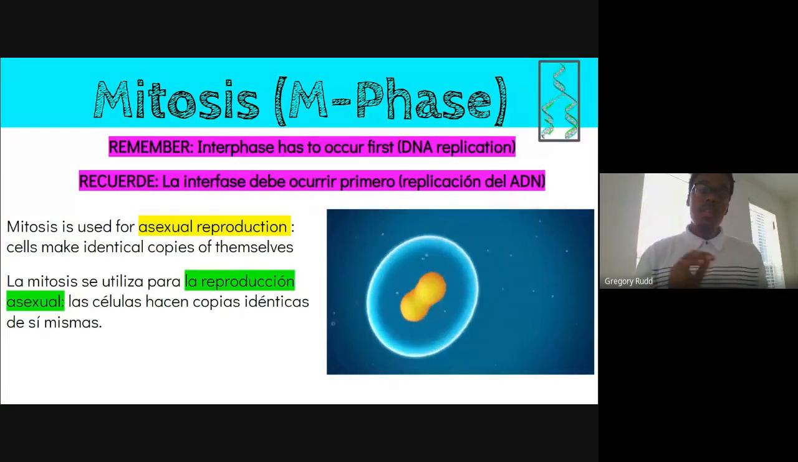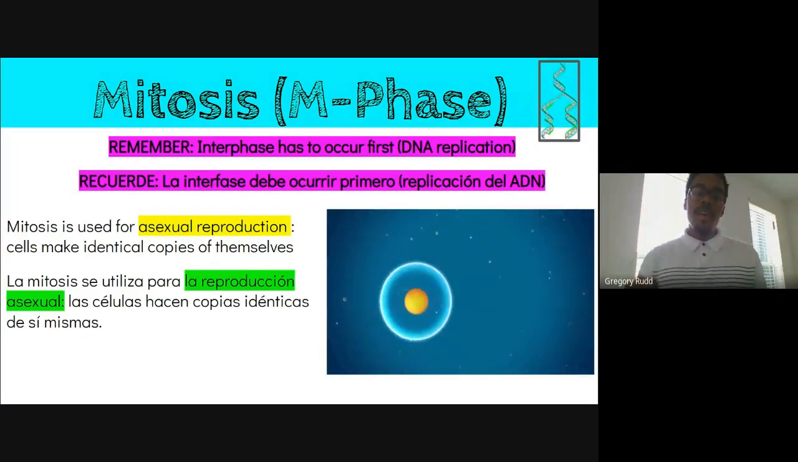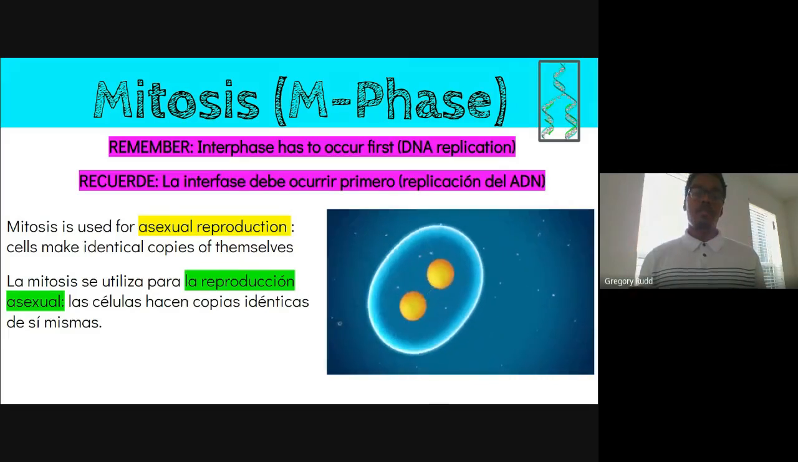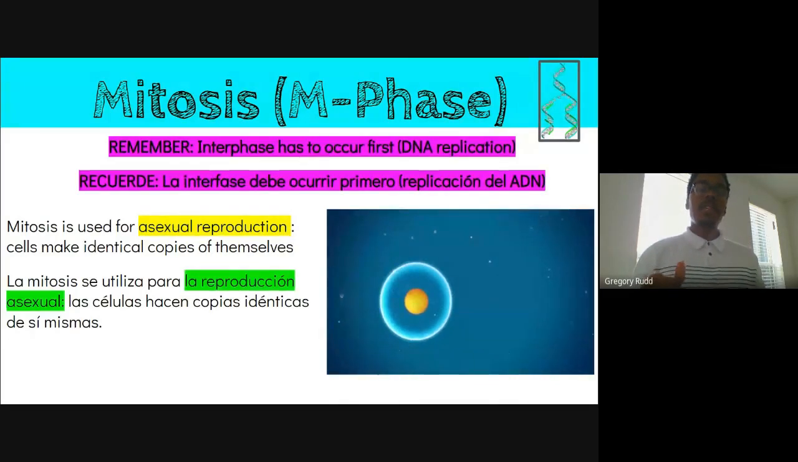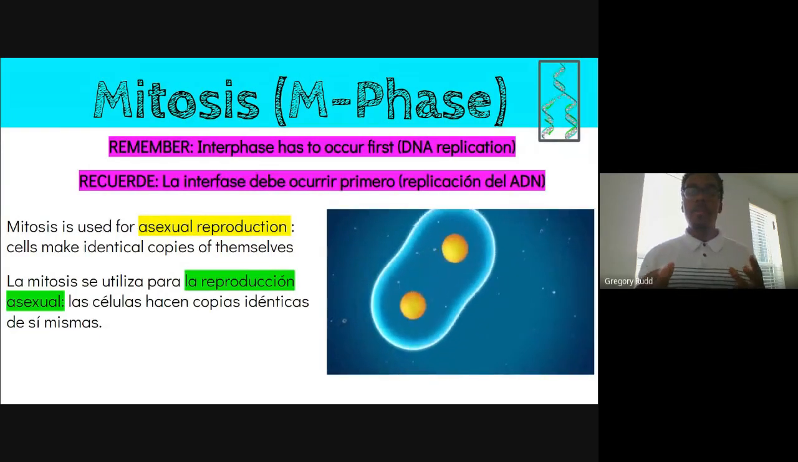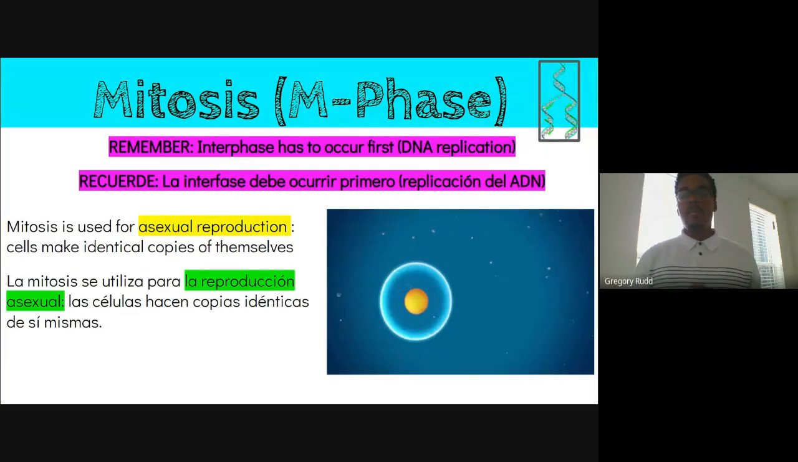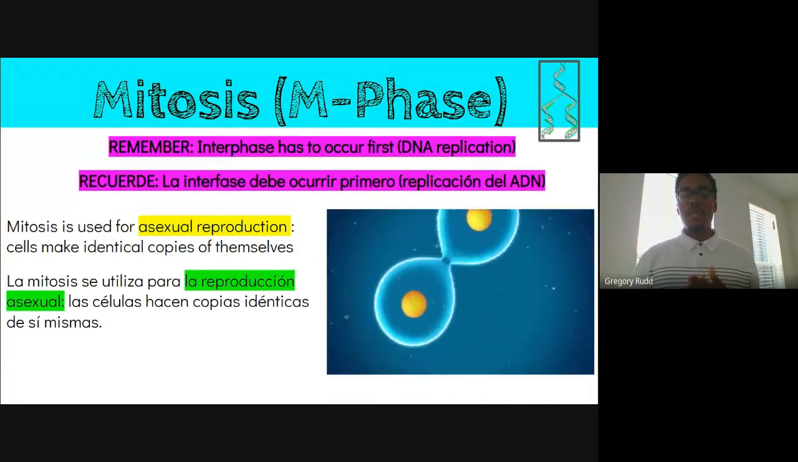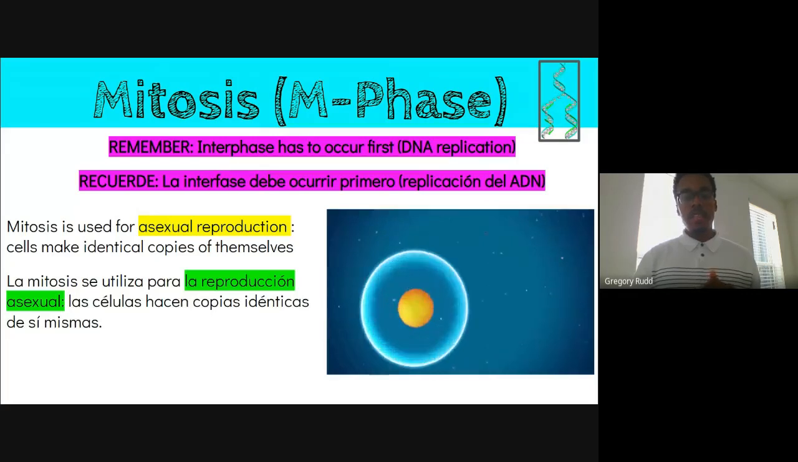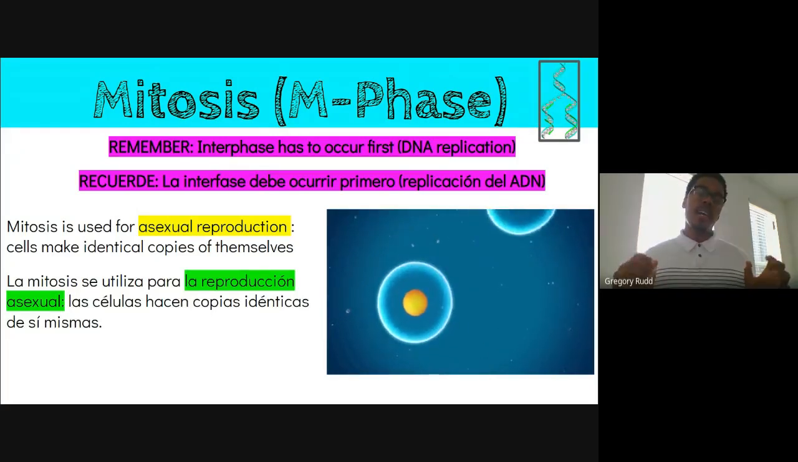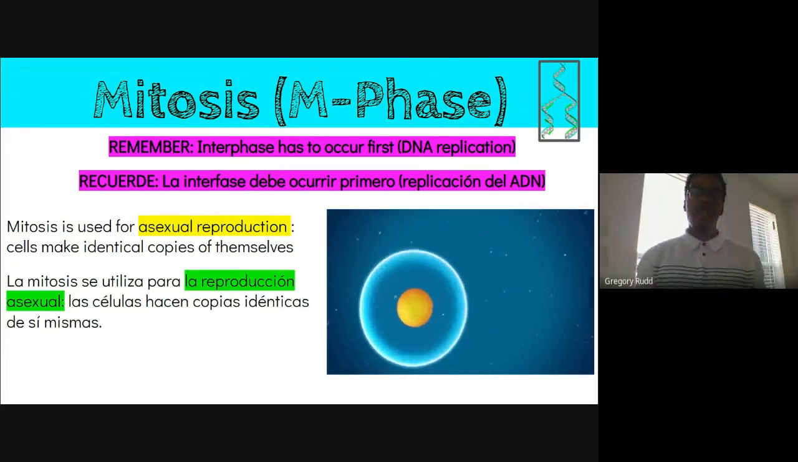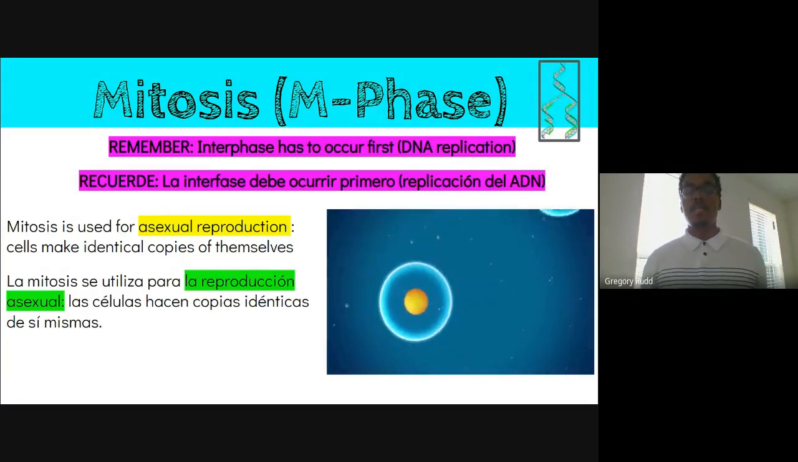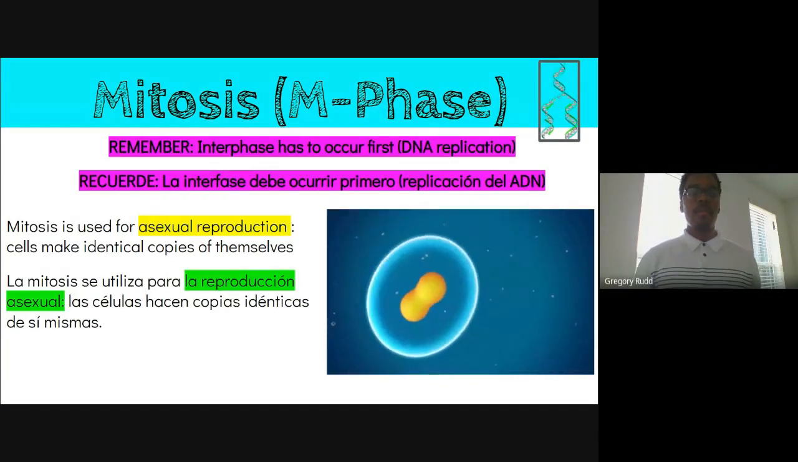So mitosis is the process that is used for that asexual reproduction. And it allows cells to make identical copies of themselves. They have the same DNA, they do the same function, they are shaped the same. They are literally like if you put in a paper in a copier and out comes an exact version of that copy, of that paper.